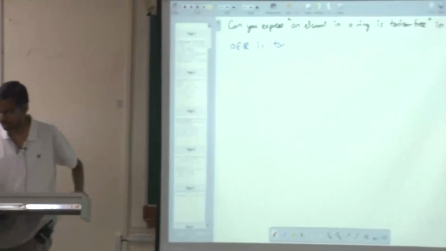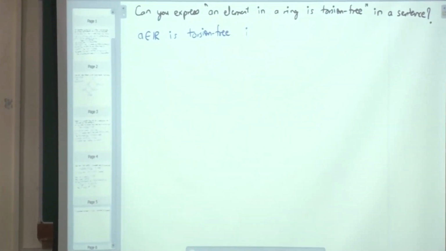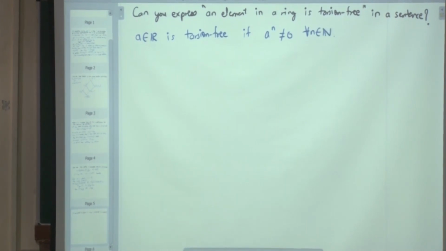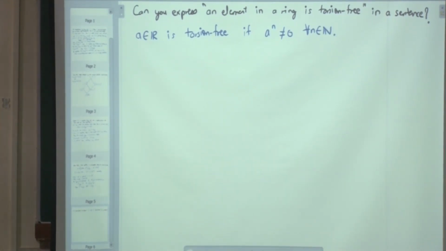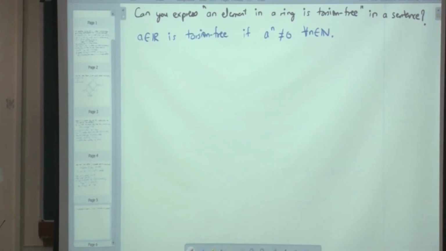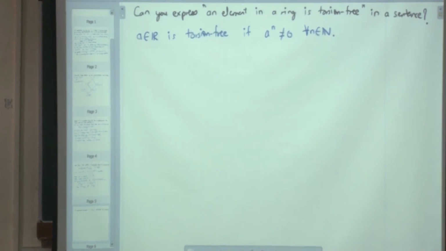Let's try another exercise: an element of a ring is torsion free. Just real numbers, we do not want to talk about an arbitrary element because you probably don't know rings. So an element of the real numbers is torsion free. Let me quickly give you the definition. A in R is torsion free if a to the power n is not equal to 0 for all n in natural numbers. So no power of it can be equal to 0. Which elements of real numbers are torsion free?